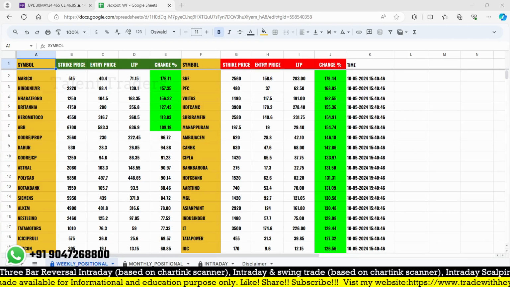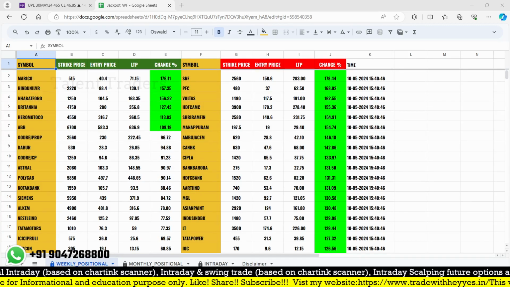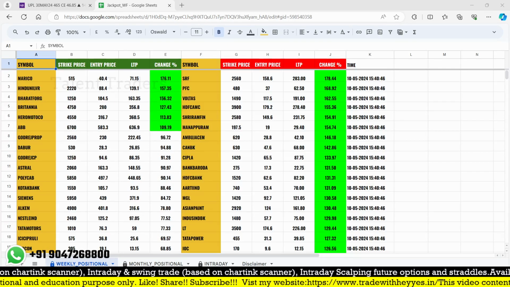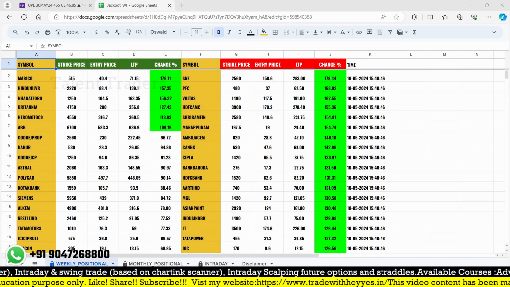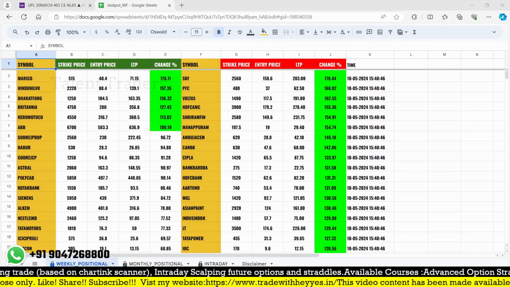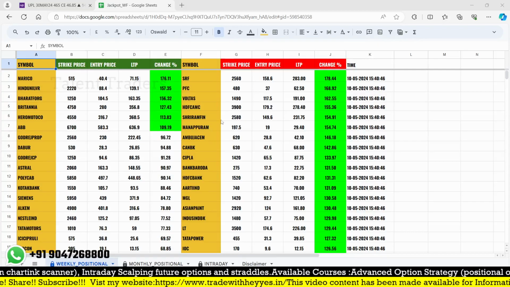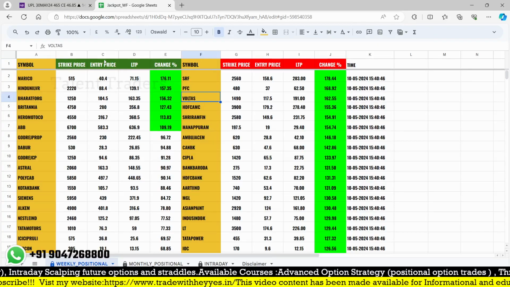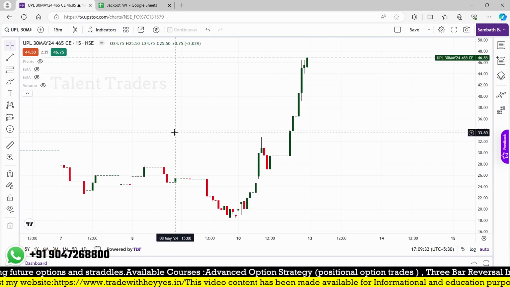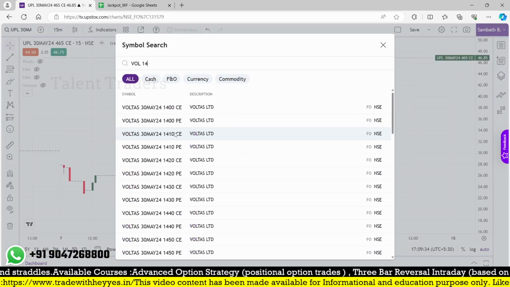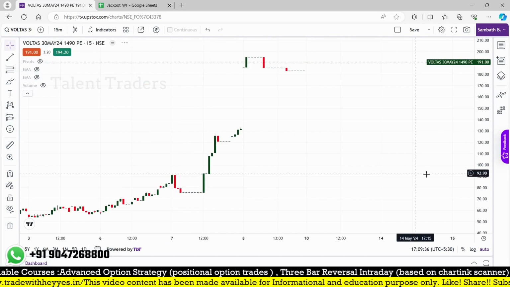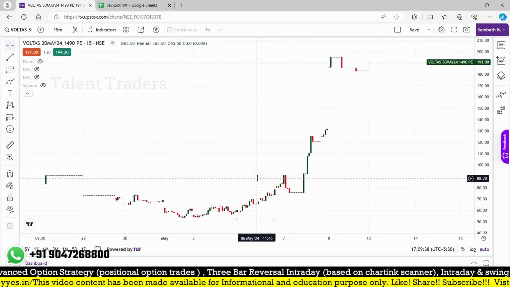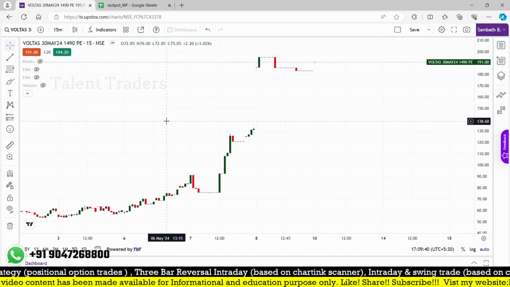So if we are using our Google Sheet without an advanced option strategy, what are the stocks in the top list? Whatever the strategy which you are using, you can utilize it. Okay, so for example, in this case, Voltas 1490 is the put strike price. It may be in the top, 1490 is the put strike price. It was moving from that. So it is a blind shot. I don't know where to enter.